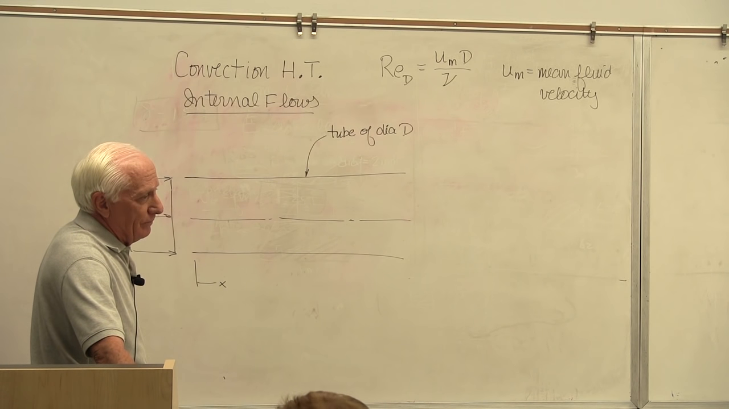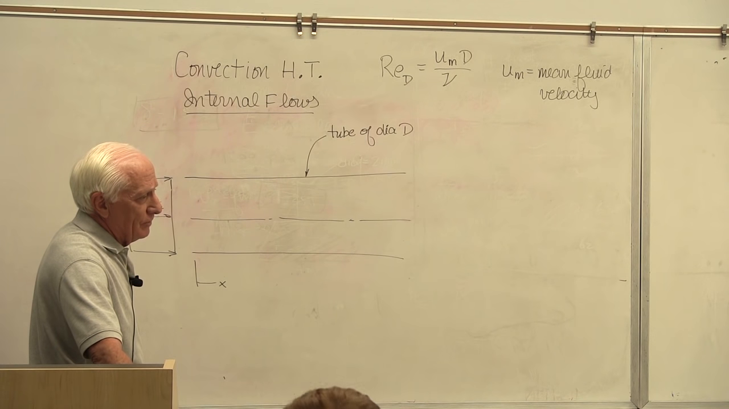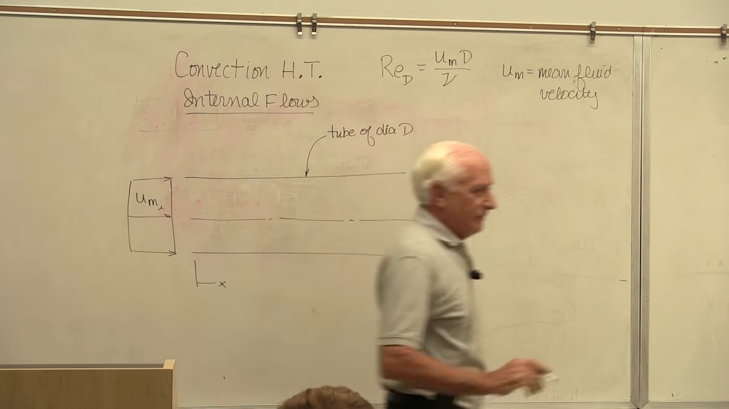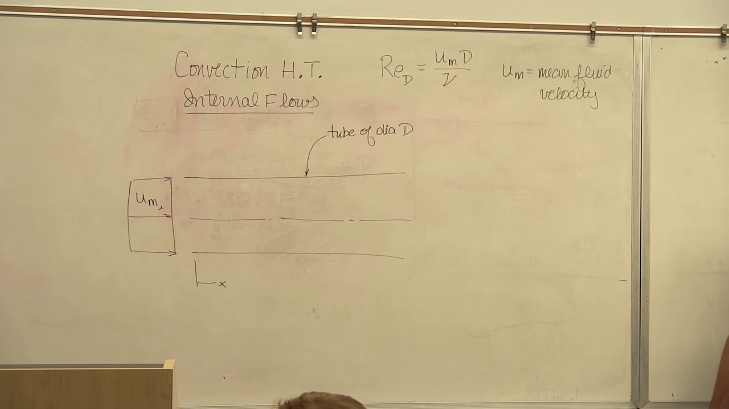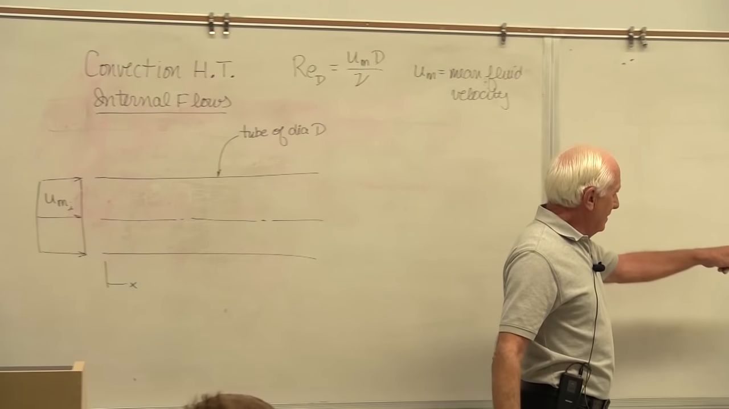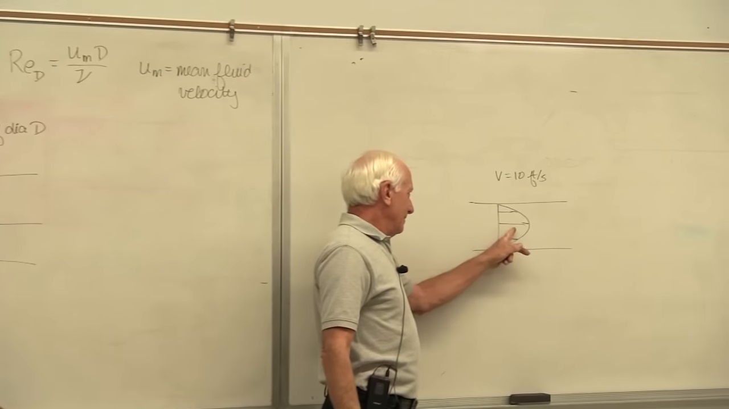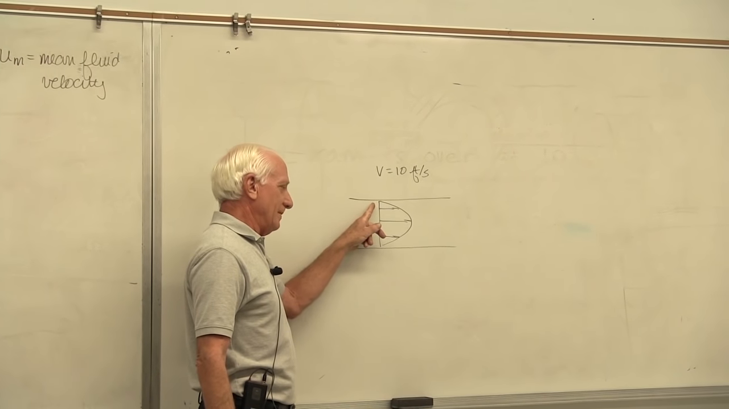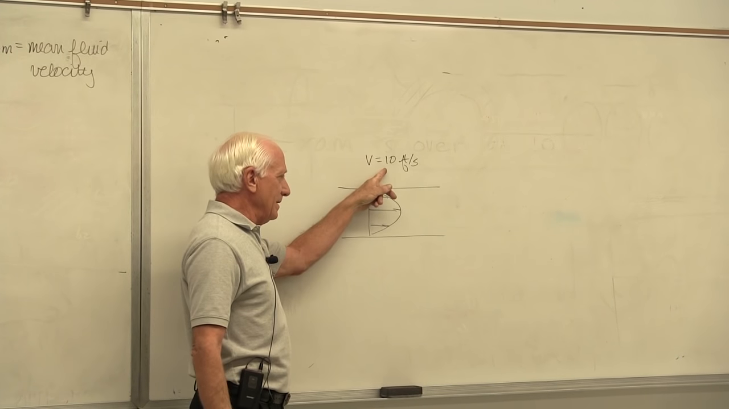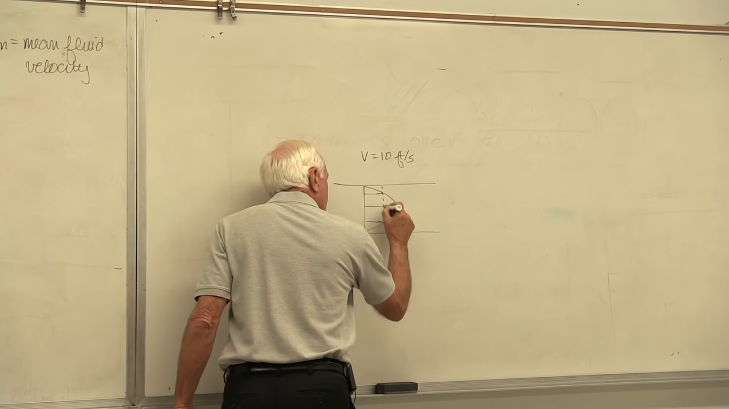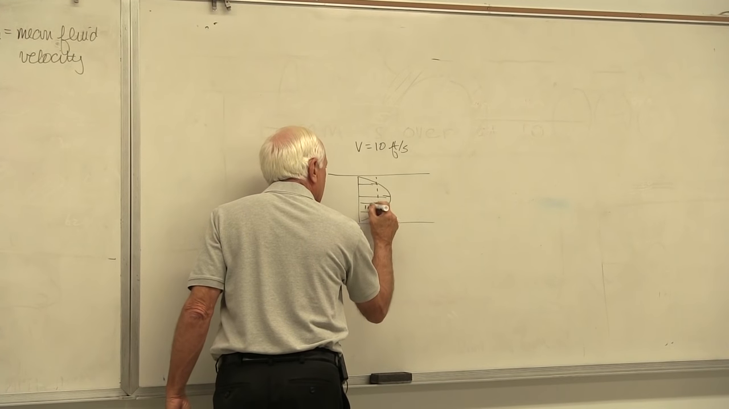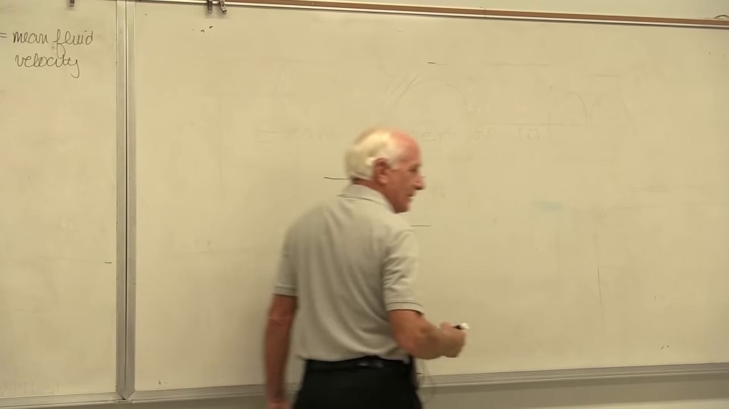If somebody says the velocity of the fluid in the tube is 10 feet per second, and let's say it's laminar flow, there's the velocity profile. It's parabolic for laminar flow in a tube. And if somebody says the velocity in the tube is 10 feet per second, well, they sure don't mean the centerline velocity is 10 feet per second. They don't mean the velocity at the tube surface is 10 feet per second, zero, no slip condition. Well, what do they mean? They mean that this would be 10 right there. So that's the mean fluid velocity.